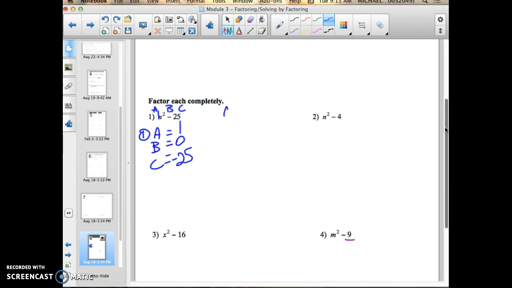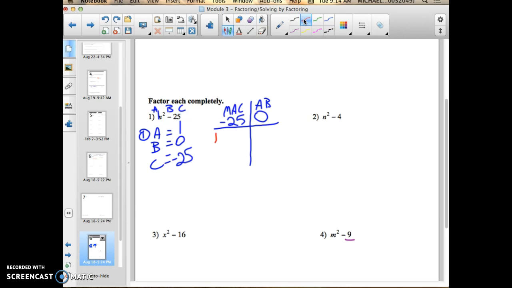So I can use the MATLAB T-chart, same as always. And my MAC term would be A times C, which is negative 25, and my B term is 0. So I need factors of negative 25 that add up to 0. And this will show you the process as to why this is called a difference of squares, and that's what I'm going to hopefully get you to be able to see so you can avoid using the MATLAB T-chart in the future when you practice these on your own. But for this case, I need factors of negative 25 that add up to 0.